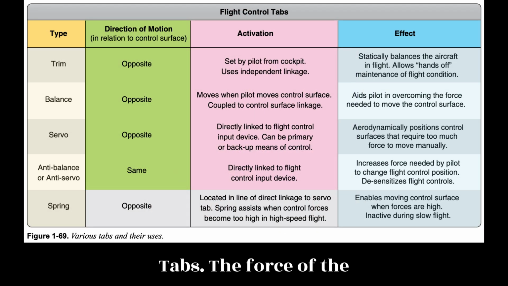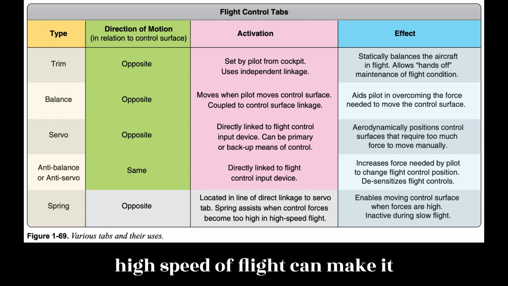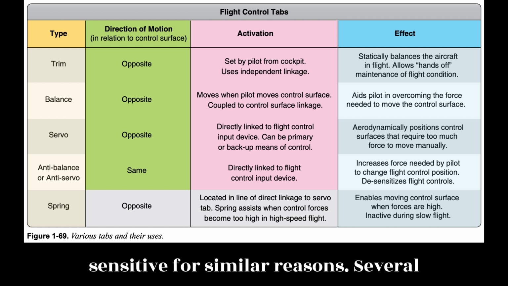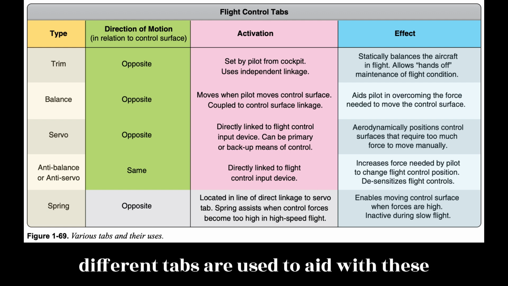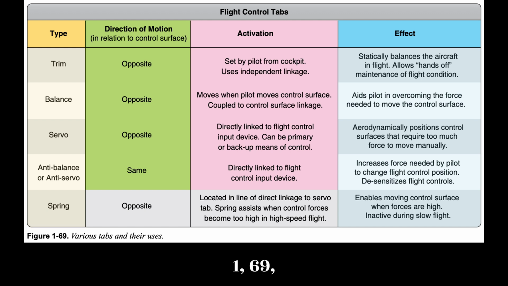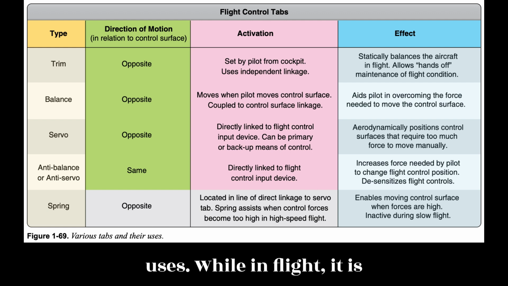Tabs. The force of the air against a control surface during the high speed of flight can make it difficult to move and hold that control surface in the deflected position. A control surface might also be too sensitive for similar reasons. Several different tabs are used to aid with these types of problems. The table in Figure 1-69 summarizes the various tabs and their uses.